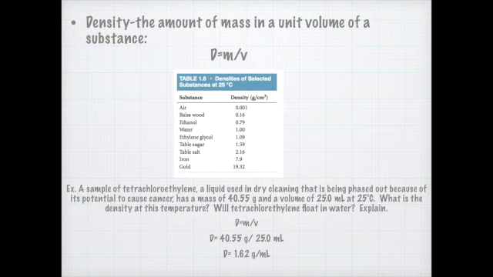Now, if you look, the density of water is 1.00, which means that tetrachloroethylene is actually going to sink in water because it has a density that is higher than that of water. So if we use density as a conversion factor, we can actually calculate mass and volume by simply manipulating units.